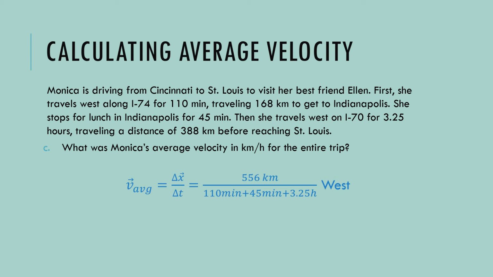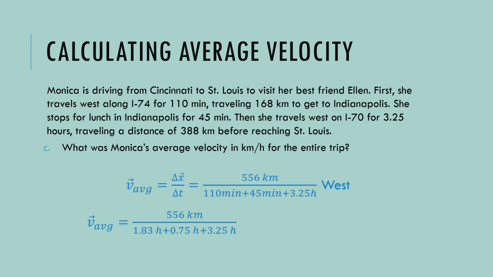So in this case, we know that the total displacement is 556 kilometers. And in the denominator, you see that I've added together the three amounts of time: the 110 minutes from Cincinnati to Indianapolis, the 45 minutes spent eating lunch in Indianapolis. Even though Monica's not moving during that time, we want to include that in the total time. And then that 3.25 hours that it takes from Indianapolis to St. Louis. Now, we can't add quantities that have different units, and so we need to convert, and I'm going to convert those minutes into hours.